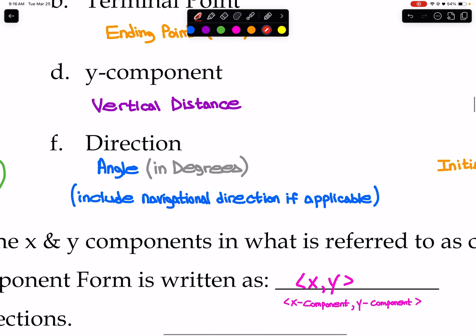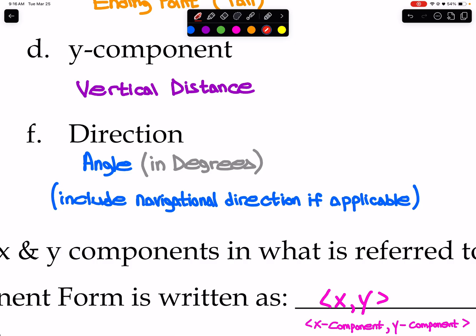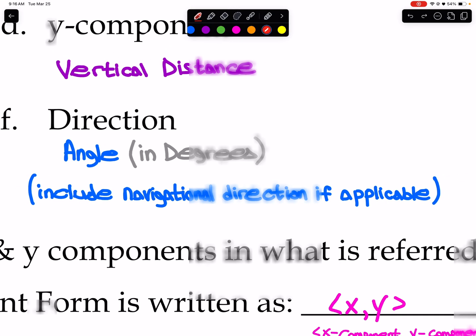And then with direction, we're going to be measuring it in degrees. So you have to make sure that you're in degree mode on your calculator. Now, the direction is going to include the compass direction if it is applicable. So if I'm going to say it's going 30 degrees, I want to say 30 degrees going east or going north if possible, if we have that context in the problem. And then with the direction, this is where we're going to be doing your inverse trig.